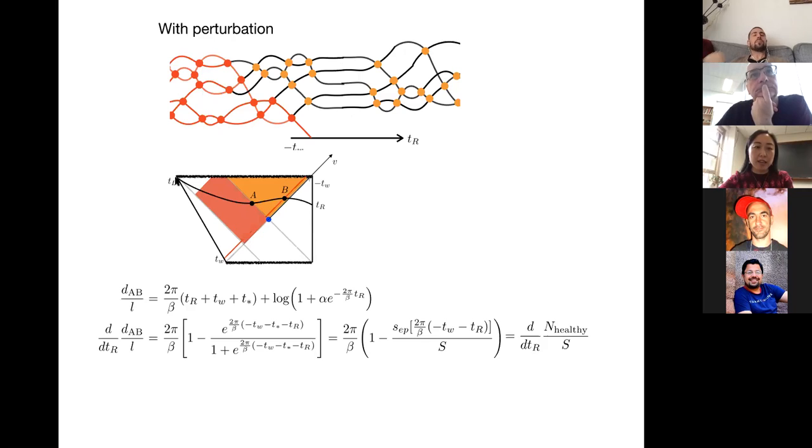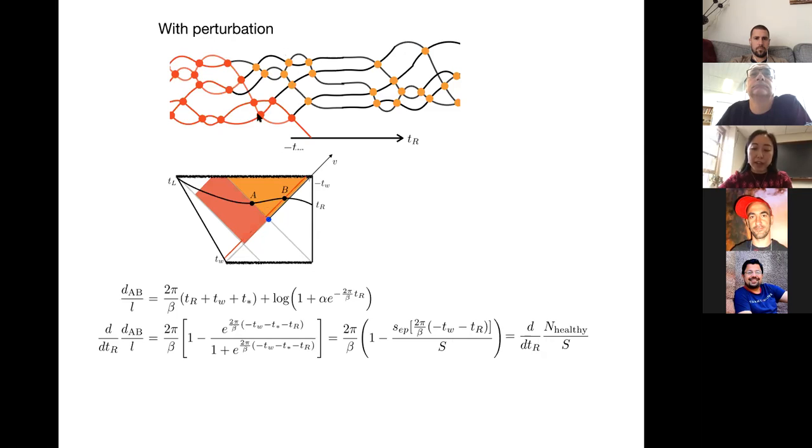This time we again look at the geodesic distance. We fix the left time at large positive infinity, and we vary the right time. What we will see is that as we decrease the right time, the rate of change of the part in the orange region, DAB, is the same as the rate of change of the healthy gates. So indeed, we see that Bob can undo these healthy gates, but Bob cannot undo these red gates, these sick gates.